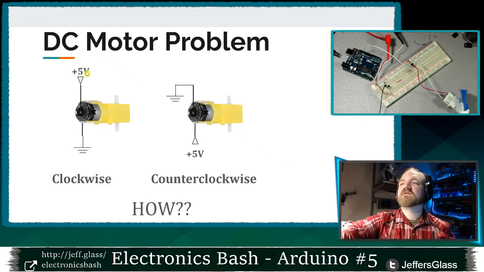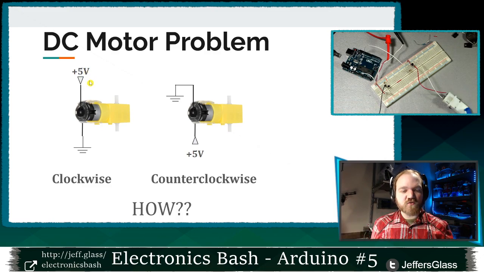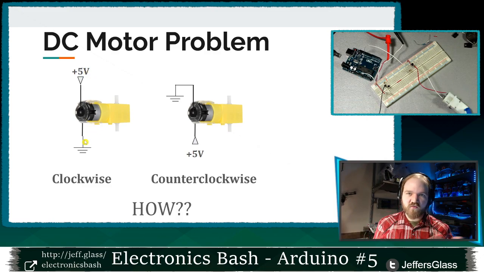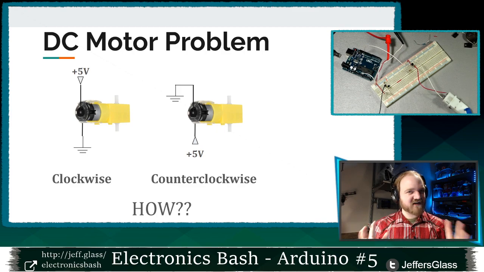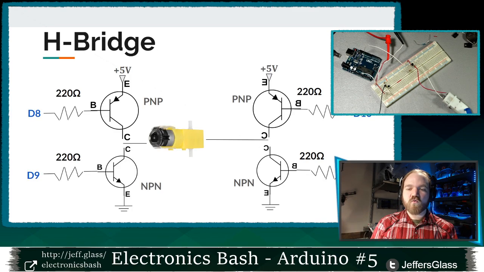Oops, let me turn this off here. To apply 5 volts to one side and ground the other to turn in one direction, and then to ground that first side and apply 5 volts to the other to move in the opposite direction. I said we were going to need some PNP transistors to do it, and this is how. And this is maybe going to look a little bit overwhelming, but we'll walk through this configuration because it's a good thing to understand. We're going to use a configuration called an H-bridge.